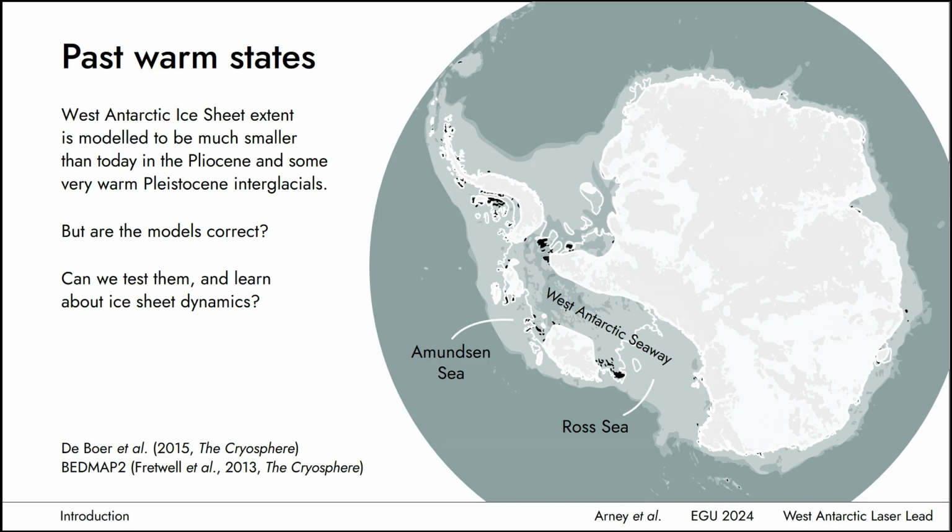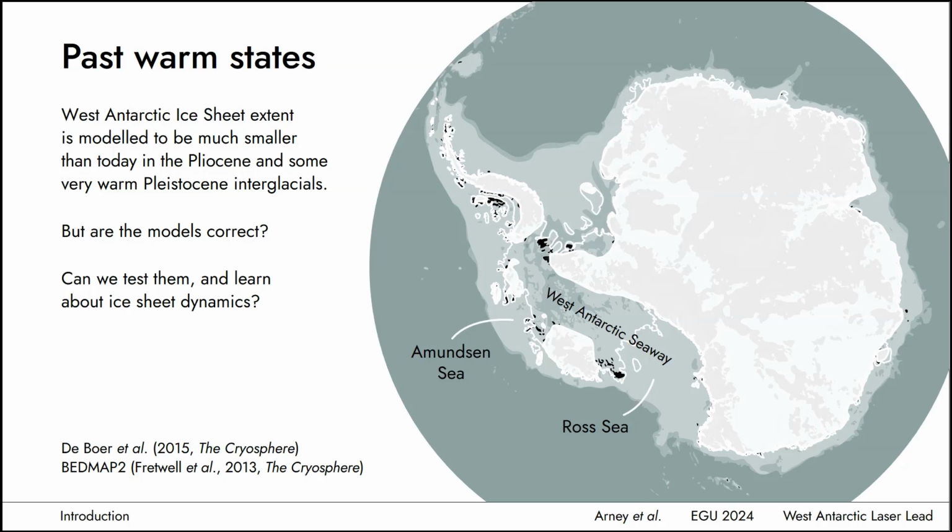So the modern Antarctic ice sheet covered almost all the Antarctic continent. That's the thin white line around the outside. But in the Pliocene and some very warm Pleistocene interglacials, the ice extent has been modelled to be significantly smaller in the West Antarctic interior, particularly in the Amundsen Sea and Ross Sea areas. We can test these models' assumptions and the physics behind them by confirming the paleo extent of the ice. And that should help improve the models and therefore also the projections.